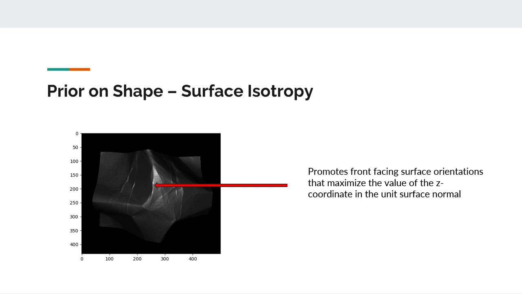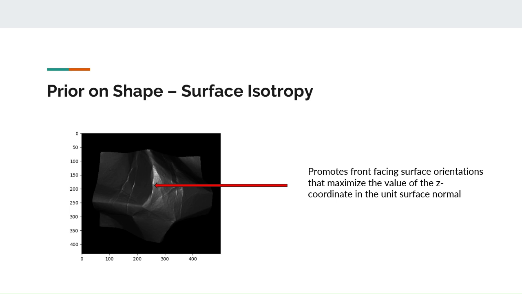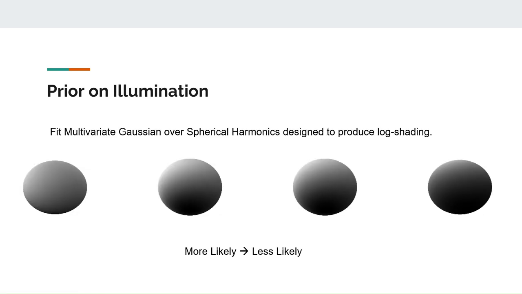I found that while there were minor improvements, without a good smoothness prior on the albedo term, this did not really improve the quality of the factorization over what you are seeing over here. And as a result, this also failed to yield a good factorization of the input image. This image that you see here is just highlighting which regions maximally activate the surface isotropy prior. Those are specifically the regions in white, which are oriented towards the camera.